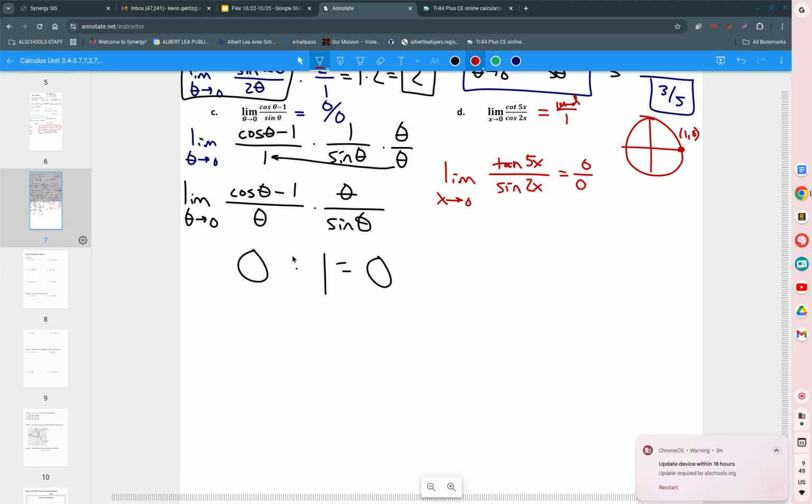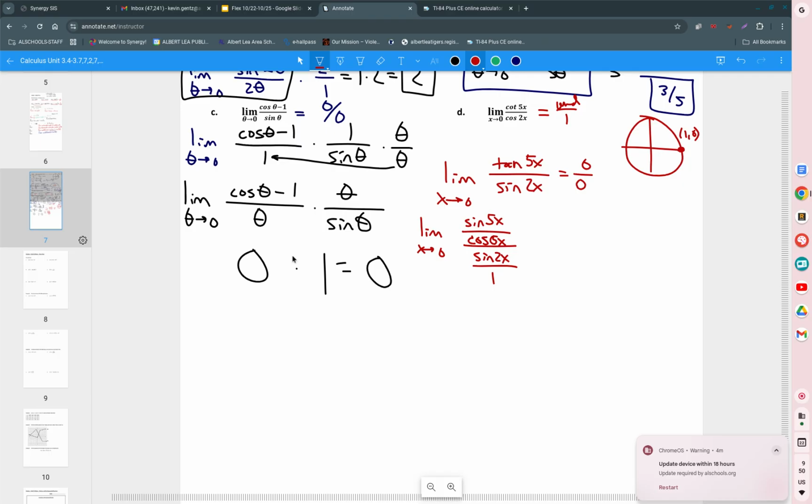Now, notice that we have a tangent in here. I don't know much about tangent, but I do know something about sine and cosine. So what could you do? Split the tangent into sine and cosine. Tangent specifically is equal to sine divided by cosine. So I'm going to write this: the limit as x goes to 0 of the sine of 5x divided by the cosine of 5x, all divided by sine of 2x over 1.